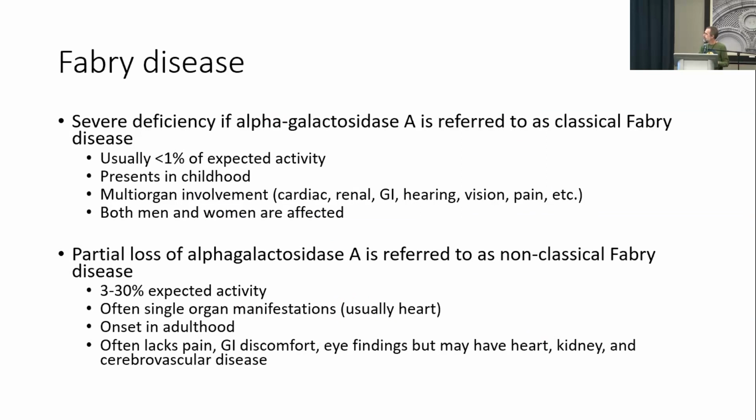Okay. So Fabry disease is divided in a couple of ways. One of the ways is on severity. The severe form, which is often referred to as classical Fabry disease, usually has less than 1% of the average predicted enzyme level. So essentially no enzyme. And that tends to present early in life.